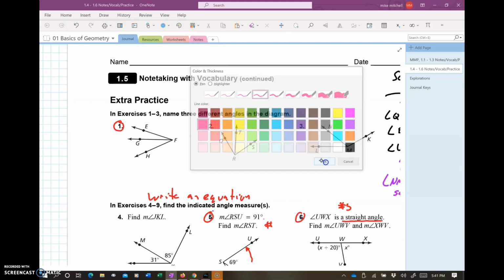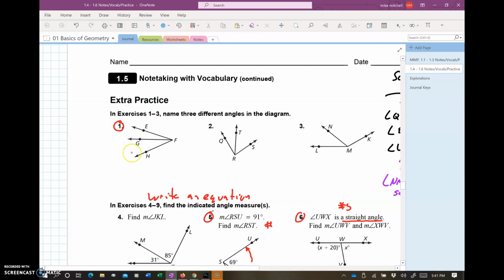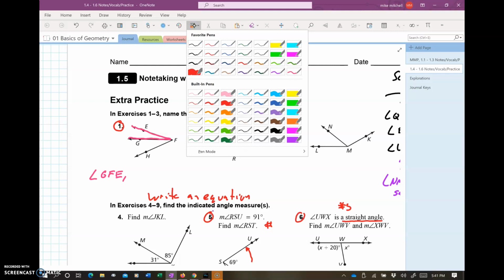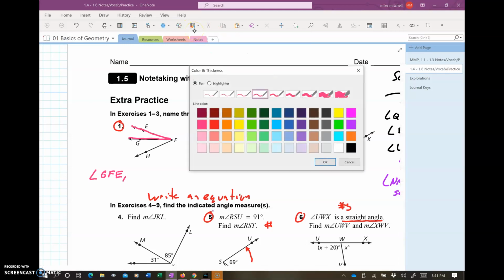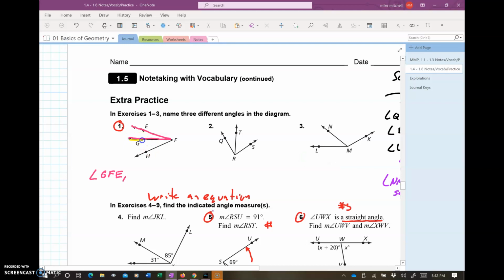I've been liking pink lately. So I'm going to go angle, let's go this way, G to F to E. So that would be one, angle GFE. Let's go yellow. This actually works pretty good. G, F, H. So I got angle GFH.